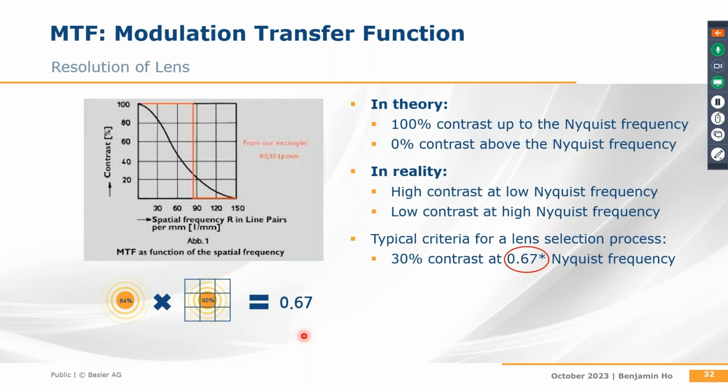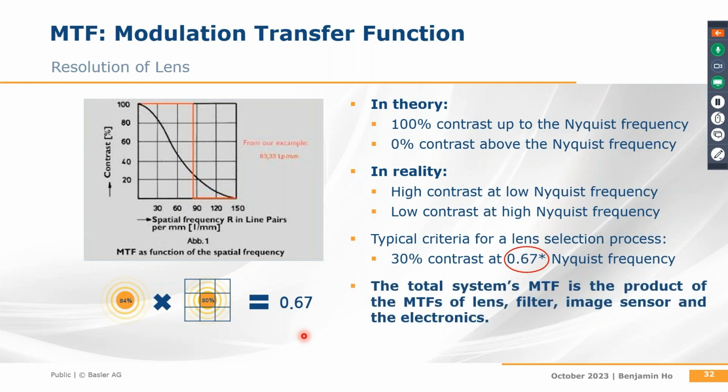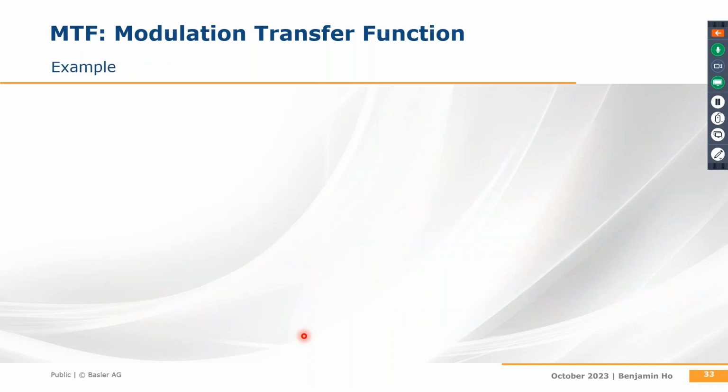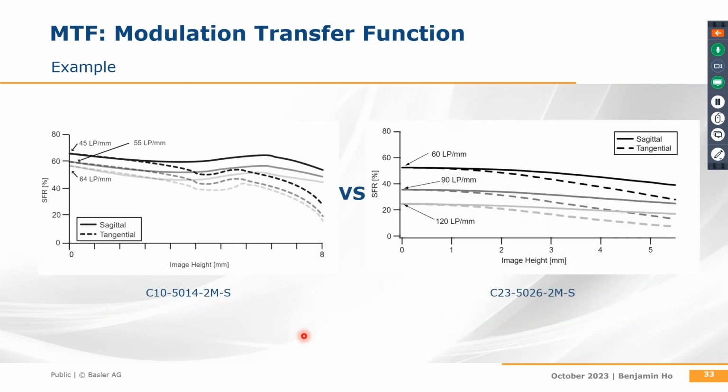So the typical lens selection process uses 30% contrast at 0.67 Nyquist frequency. The total system MTF is the product of the MTF of the lens, filter, image sensor, and electronics. When we look at the following two MTF graphs, you can now determine which lens has a better performance and can accommodate a smaller pixel size. From the MTF graph, it's clear the one on the right has higher performance.